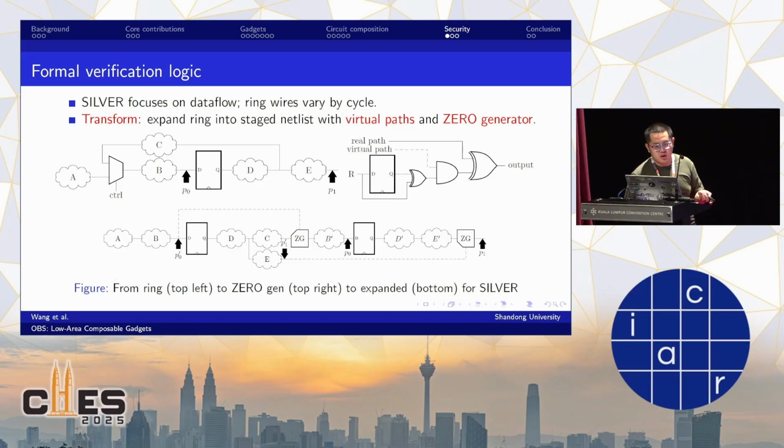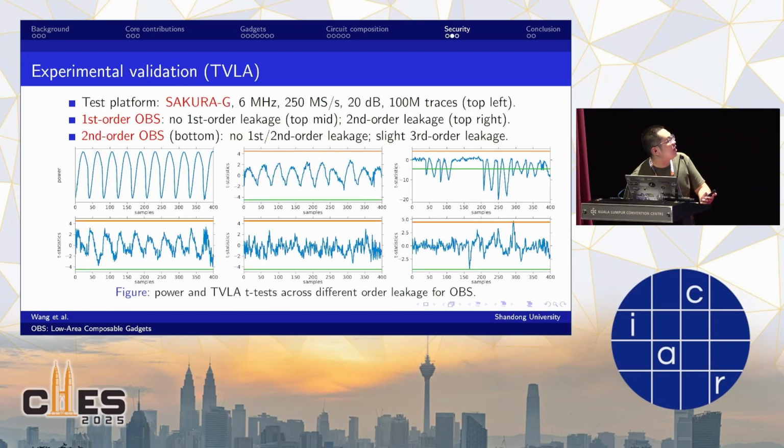We also do the experimental validation and use TVLA. In this, we can see that in the first order, with 100 million traces, we have no leakage. But the second order has leakage, as we expected. And for the second order OBS, which is in the bottom left, we can see no first and second order leakage, and there is slight leakage in the third order.